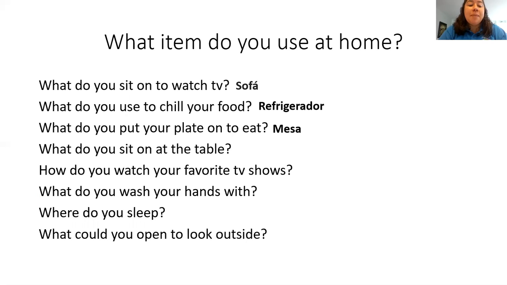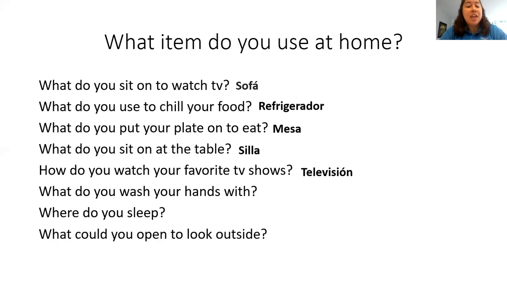And then when you're sitting at the mesa, what are you sitting on? Remember, I gave this clue to you a couple slides ago. Your silla. If you are sitting at the mesa, the table, you are sitting in a silla, a chair or a seat. How would you guys watch your favorite TV shows? What object would you use? You would use your televisión.